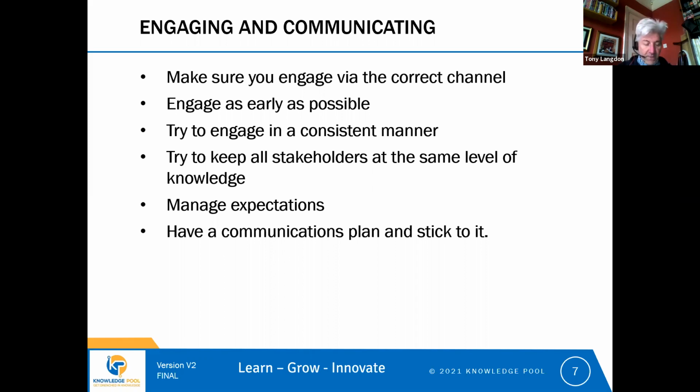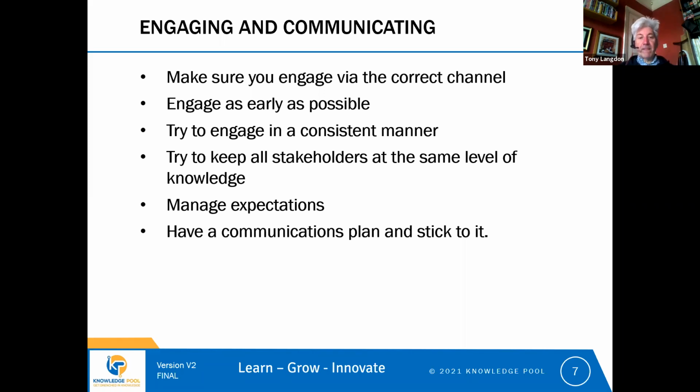And we should try to ensure we engage in a consistent manner, so we're going out to the stakeholders in the same sort of way, so that we're not treating one group of stakeholders better than a different group of stakeholders. And this extends to keeping the stakeholders at the same level of knowledge. So one group of stakeholders shouldn't have a privileged level of knowledge unless there's a very good reason for them to do so, and that's been sanctioned, because it can cause problems if one group of stakeholders feels that they're not receiving the same level of information as another group.